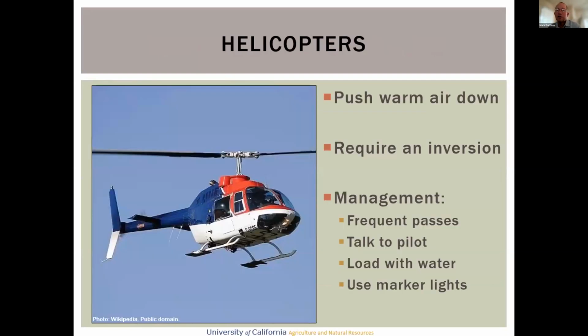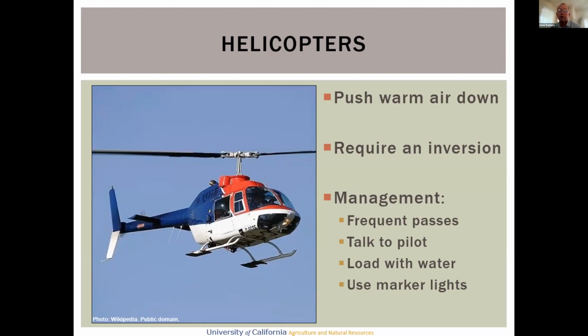And just to mention helicopters, think of them as just sort of a wind machine in the sky, very well positioned to push the warm air downward because they're now above, in some of the warmest air in the system. But just like wind machines, they require an inversion to work. So there's no point in flying a helicopter if you have an advective freeze, and you actually could make things worse by doing that. For this to work, the passes have to be quite frequent over the field.